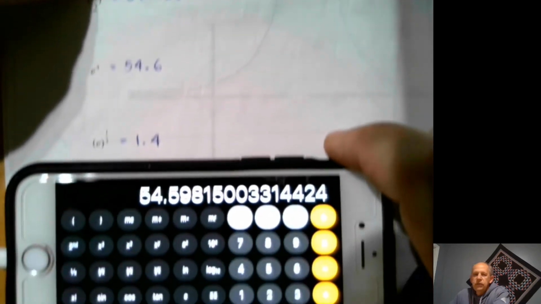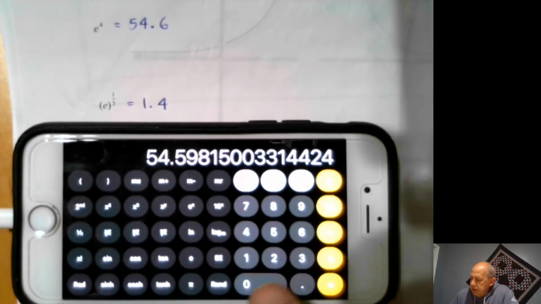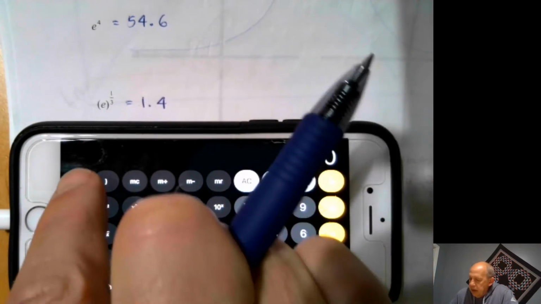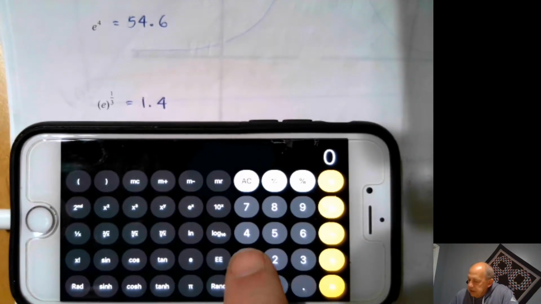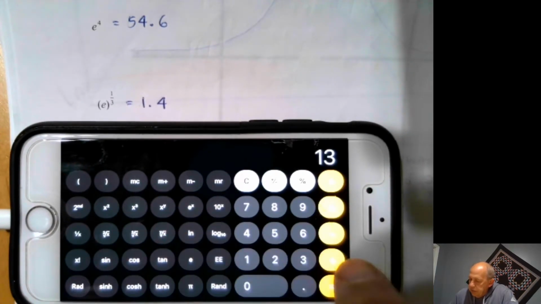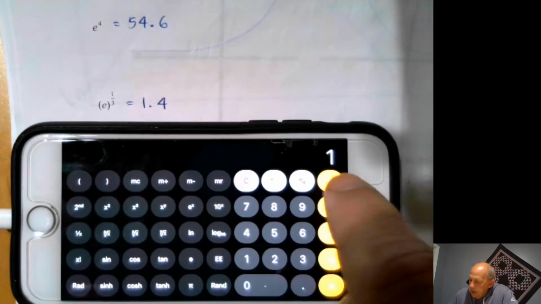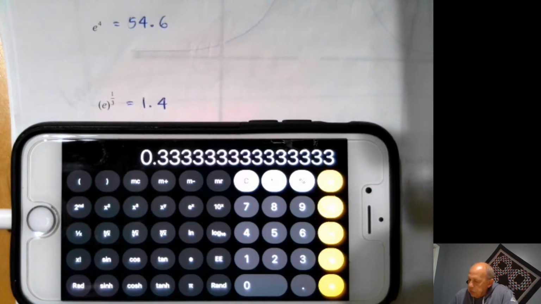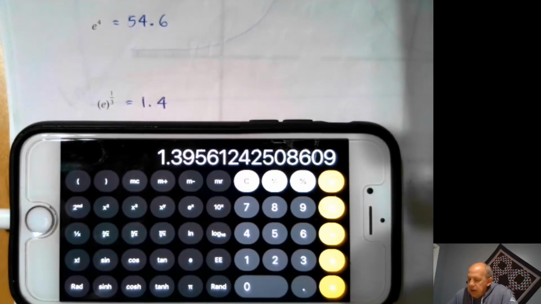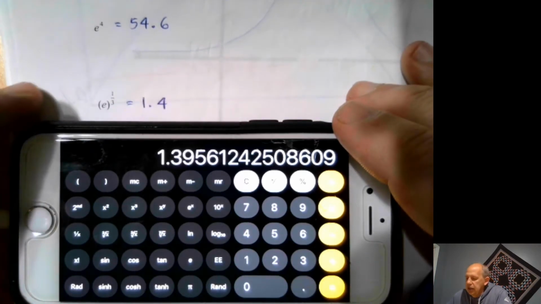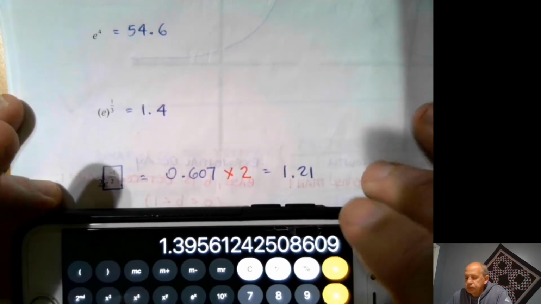What I'm going to do for this one, same thing, except I have the 1/3 power, hit parentheses, 1 divided by 3, that's 0.333. I'm going to hit the e to the x key. So here's the e to the x key, divided by 3.